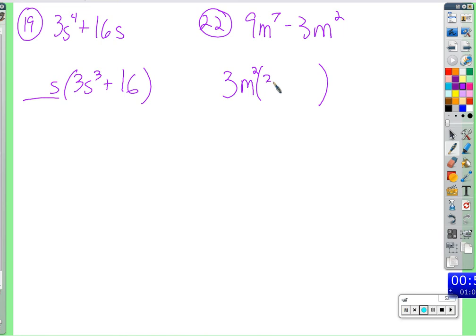3 times 3 will give you 9. M squared times m to the fifth, that's 2 factors of m, 5 more factors of m, for a total of 7 factors of m being multiplied together, and a negative 1. Sometimes when this thing is a 1 or a negative 1, that seems to give a little bit of trouble when we're first learning how to do this. But don't forget that if you need to get negative 3m squared, and this is 3m squared, it needs to be a 1 or negative 1 there. Not a 0. If there's 0, that just eliminates it. It's no good.